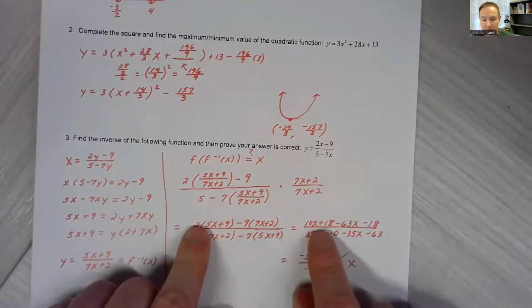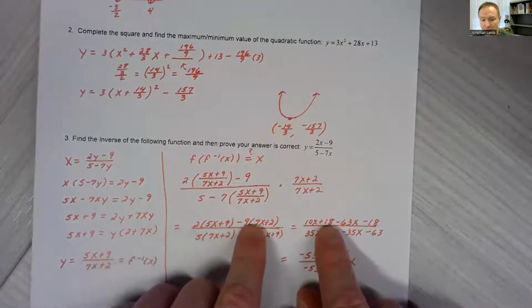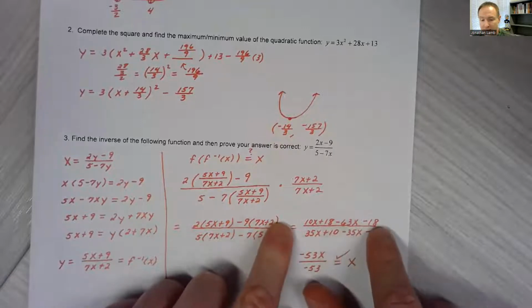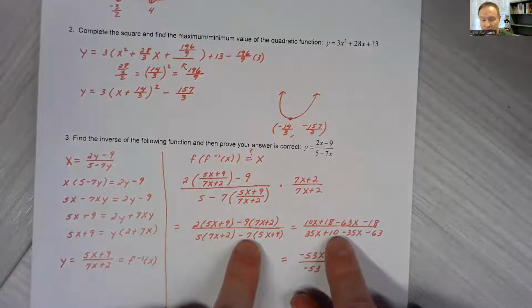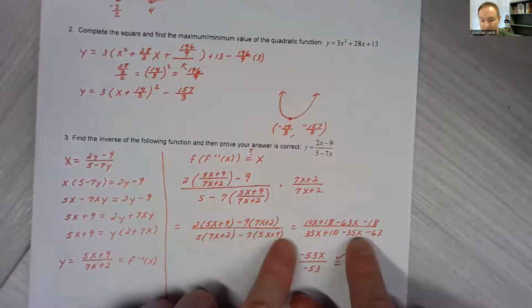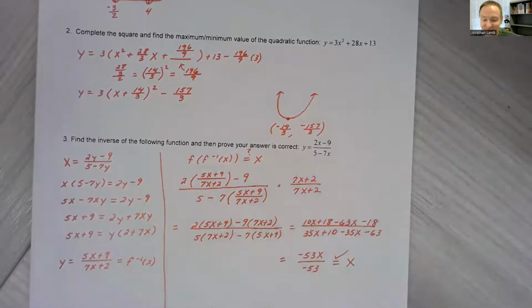Now I distribute throughout the problem. I'll get 2 times 5x is 10x, 2 times 9 is plus 18, minus 63x minus 18. In my denominator, the 5 distributes through to give me 35x plus 10. The minus 7 distributes through to give me minus 35x minus 63. Now, it's not coincidental that a lot of terms cancel here. We knew it had to simplify to be x.